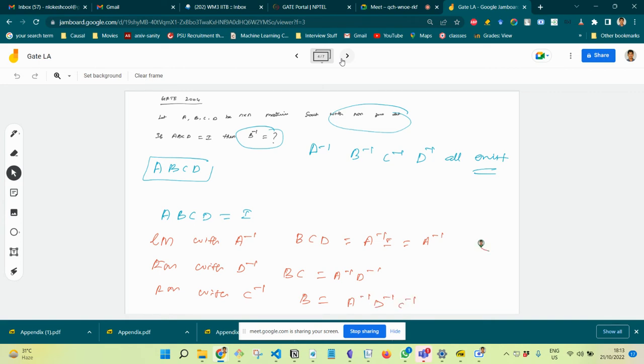Now, because you want B inverse, it will be A inverse D inverse C inverse, the whole inverse. You know the inversion formula, that AB the whole inverse equals B inverse A inverse, not A inverse B inverse. The order gets reversed. Now, when you apply the same formula, you get B inverse equals C D A.